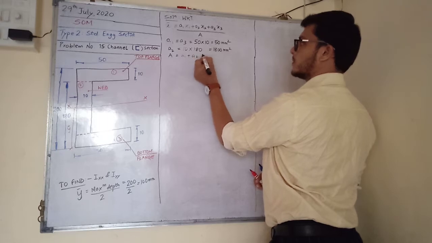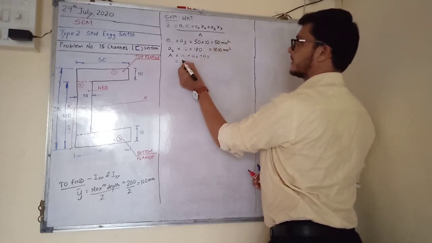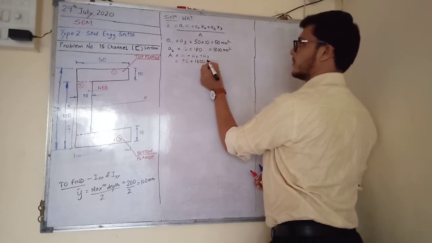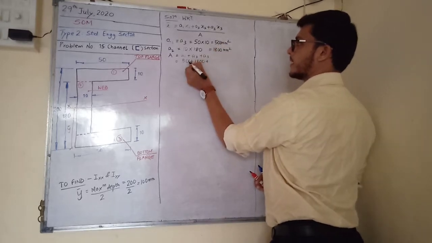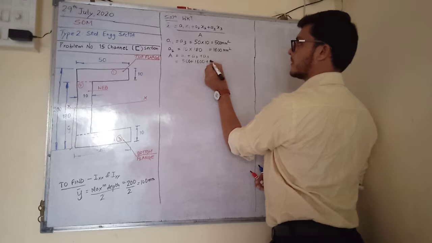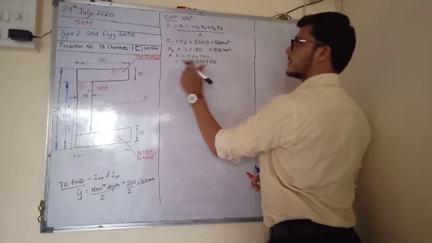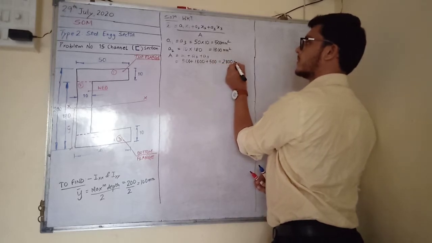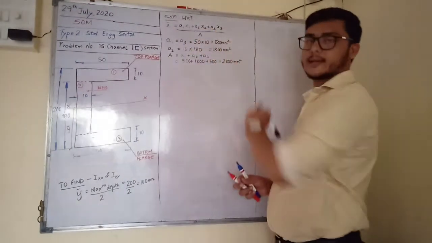So total area A will be A1 plus A2 plus A3. Okay, I am writing separately so that you can add the three values together. 500 plus 1800 plus 500. So it is 2800 millimeter square, the total area. Now I have to find x1, x2 and x3.